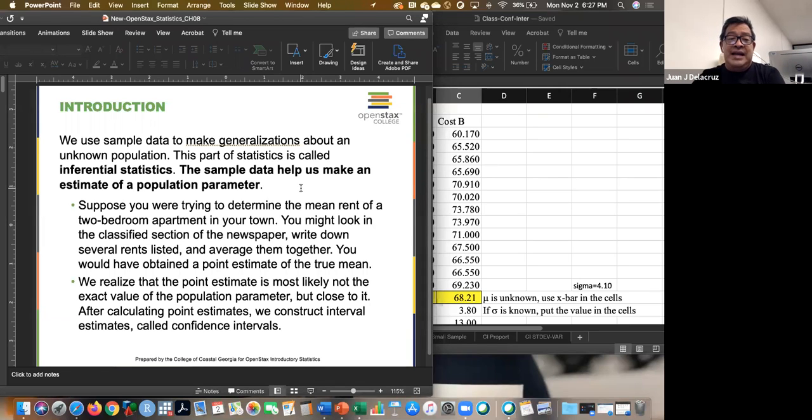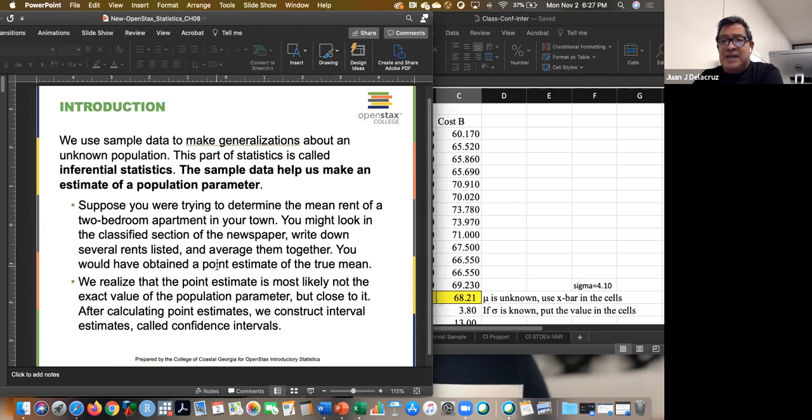So you might look in the classified section of the newspaper, write down several rents listed, and then you take the average of them, right? Some of them are going to be very expensive, some of them are going to be cheaper, depending on the neighborhood. So you are going to obtain what is called a point estimate.